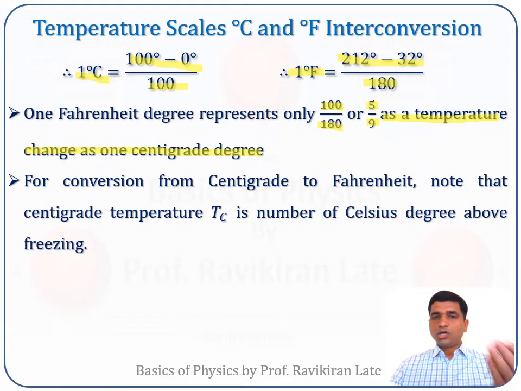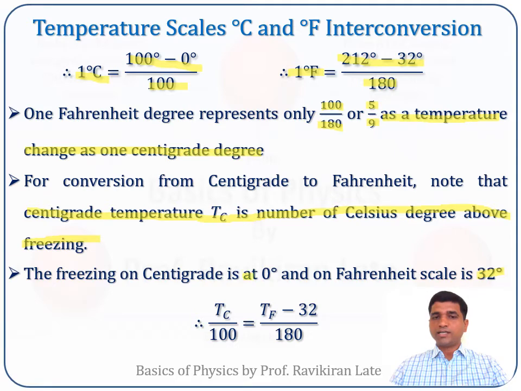So in order to convert from the centigrade to the Fahrenheit scale, we have to note that the centigrade temperature, that is Tc, is the number of Celsius degrees above the freezing point. In the case of the Fahrenheit scale, the freezing point is 32 degree, while the freezing point on the centigrade scale is 0 degree. So if you consider the relation between Celsius and Fahrenheit, it will be Tc divided by 100 is equal to (Tf minus 32) divided by 180.